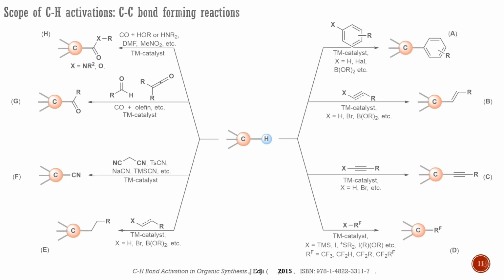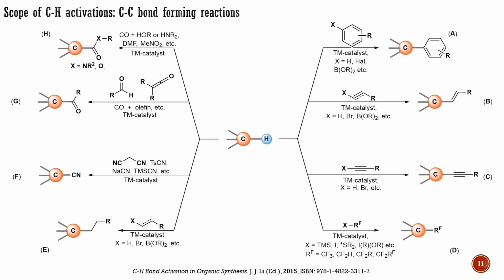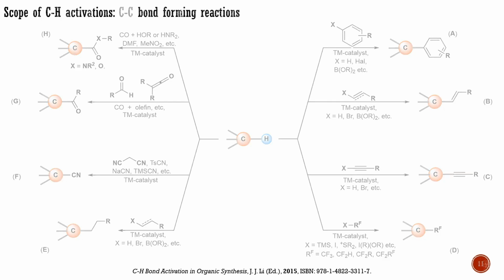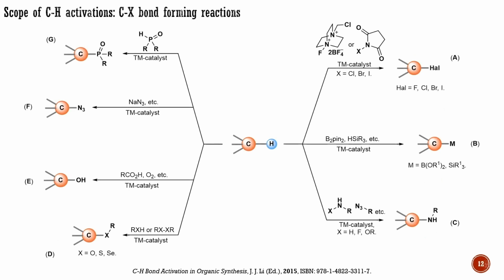The introduction of the main directing groups was crucial for the development of this field and has allowed scientists to achieve many challenging CH activations. Here, I present the main carbon-carbon bond-forming CH transformations. Using modern developments in this field, we can introduce aryl, alkenyl, alkynyl, trifluoromethyl, alkyl, cyano, carbonyl, and carboxyl groups via CH activation. The main carbon-heteroatom bond-forming reactions are shown here. Using CH activation, it is possible to introduce halogens, organometallic functionalities, amino groups, chalcogens, hydroxy, azido, and phosphoryl groups.